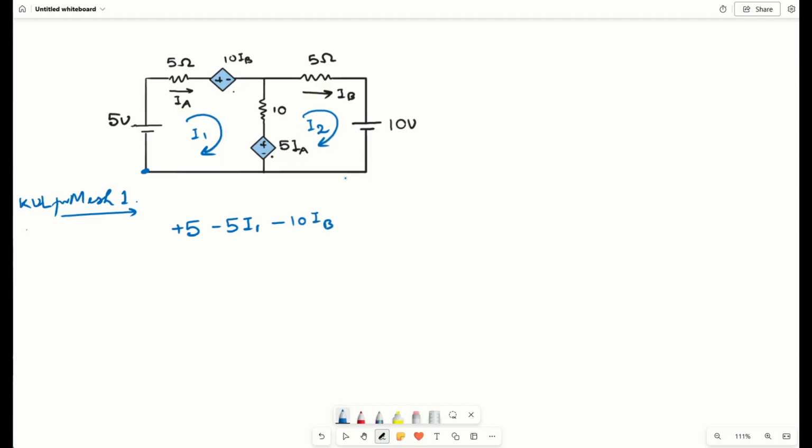Then coming back to the circuit, now we have minus 10, and as we already know, this will be I1 minus I2. Then again we have another voltage source, going from negative to positive, so it will be minus, and the value is 5 IA, equals 0. Now let us write down KVL for mesh 2.